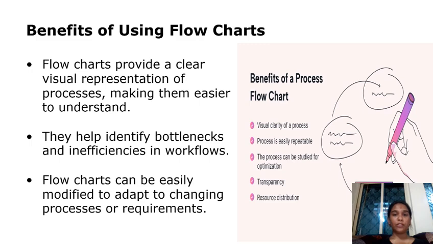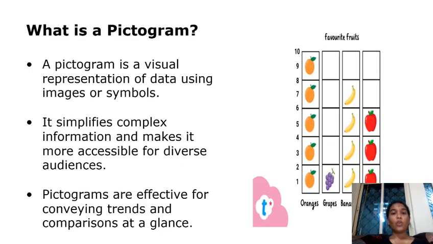Benefits of using flowcharts. Flowcharts provide a clear representation of processes, making them easier to understand. They help identify bottlenecks and inefficiencies in workflows. Flowcharts can be easily modified to adapt to changing processes or requirements. The benefits of flowcharts are visual clarity, the process is easily repeatable, the process can be studied for optimization, transparency, and resource distribution.